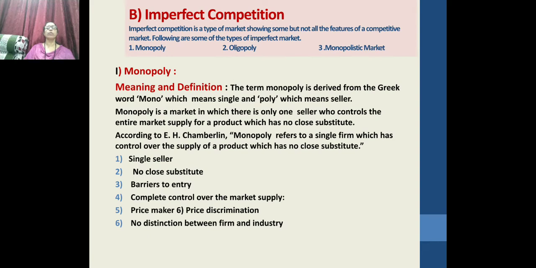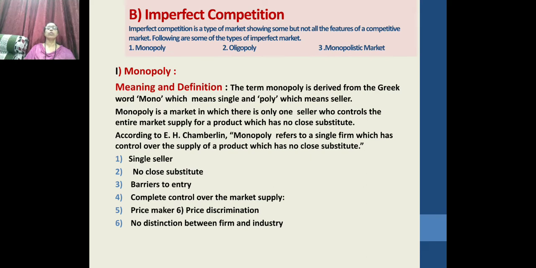Meaning and definition of monopoly. The term monopoly derives from the Greek word mono, which means single, and poly, which means seller. So the word monopoly means single seller. From the word itself, the definition and meaning is derived. Monopoly is a market in which there is only one seller who controls the entire market supply for a product which has no close substitutes.